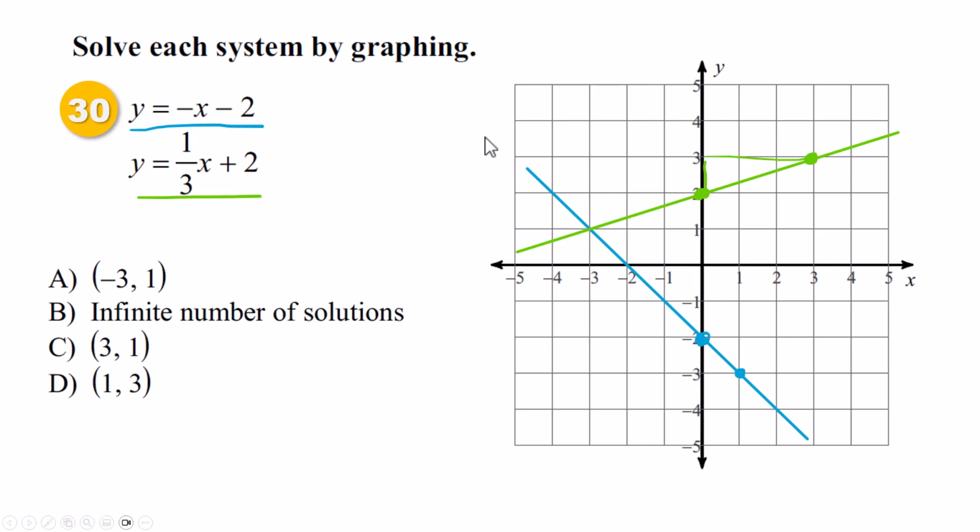It has a y-intercept of +2. The slope is 1/3, up 1 over 3. Draw the line. And they are intersecting right here. And the value of that, or the coordinates for that point, are -3, +1. So the answer is A.